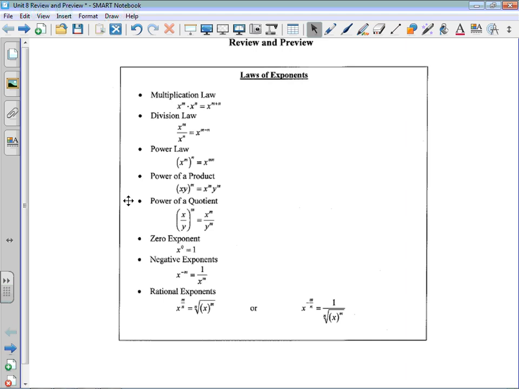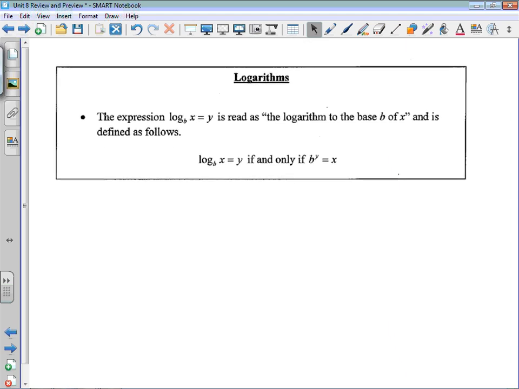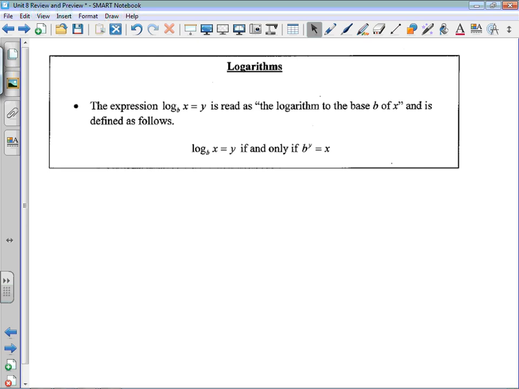Really important that all of these have to be internalized. They're not on a formula sheet anywhere that I've seen, so you really have to know how to use these. We'll use them as we work through the examples, but some other stuff that we're going to look at is logarithms. Logarithms are pretty important.